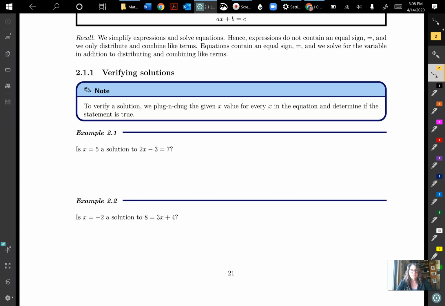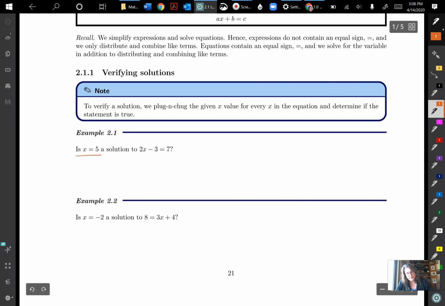So we always start with verifying the solution. We're going to plug in and see if our sides balance. I'm going to show you how to do that in a way you may not have seen before. It's kind of like a little mini proof. So let's go to that on example 2.1.